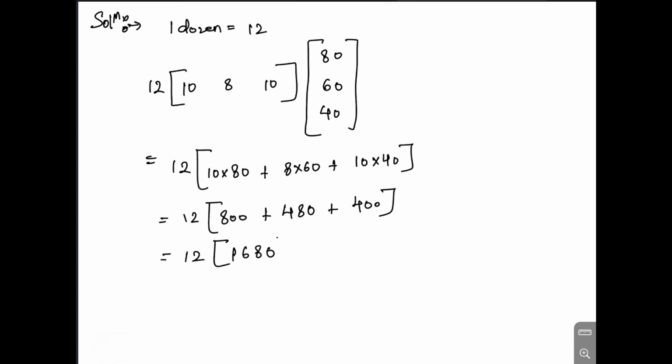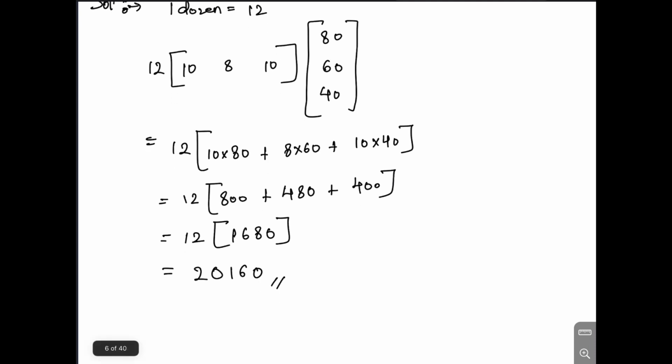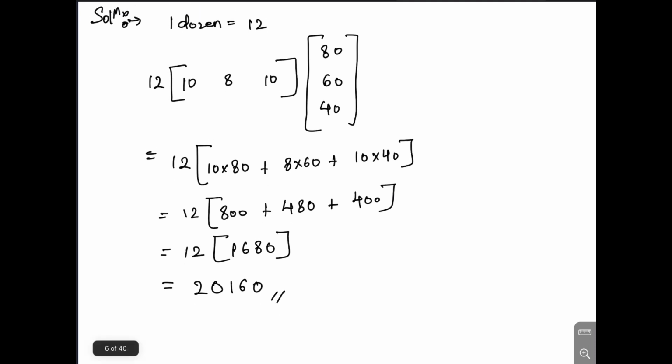So after solving all the numbers here, we'll get 1680. Again we need to multiply 12 into 1680, which gives 20160. This is our final answer. So thus the bookshop will receive an amount of rupees 20160 from the sale of the books here.